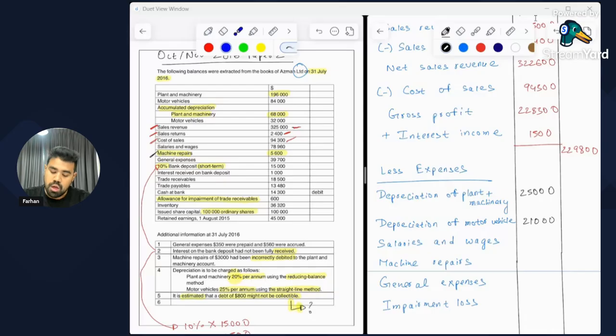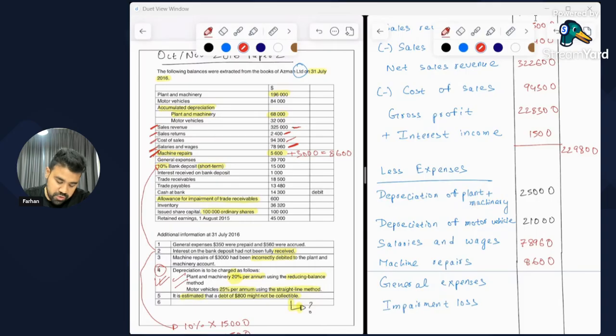Now, next we've got salaries and wages, which is right underneath the cost of sales. And that's 78,960 in salaries and wages. I'm just highlighting point number 4 because we have included depreciation already. Then we've got machine repairs, which is not 5,600, but actually 8,600 after the correction has been done. Do you recall? So we added an extra 3,000, which we forgot to add before. So machine repairs is 8,600.